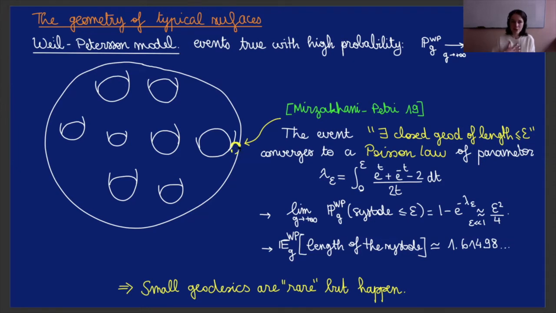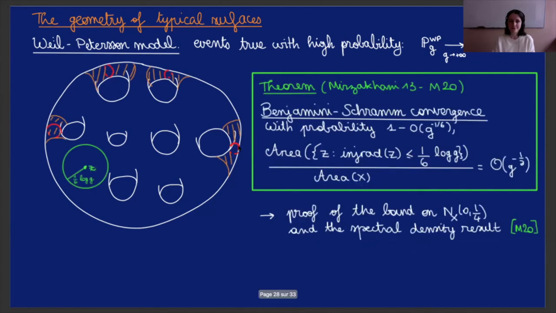So the aim of my work is to find other ways to say that there are not too many closed geodesics. There are some, okay, that's life, but I want to say that there are not too many. And the first way to say that is to talk about Benjamini-Schramm convergence, which is a notion adopted from graph theory. So we can prove that with high probability, if you take a point Z on the surface, so now you fix your surface, you have a surface which is typical, and you take a point Z at random. You throw it on your surface at random.